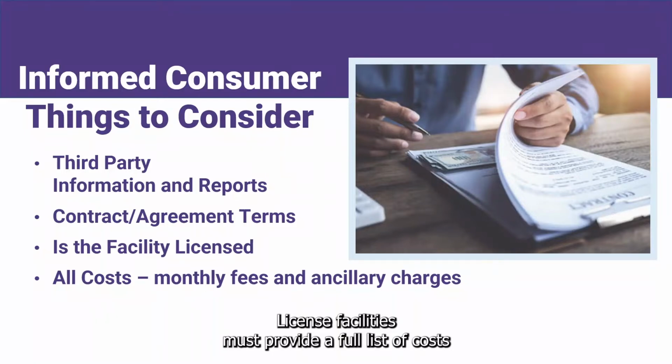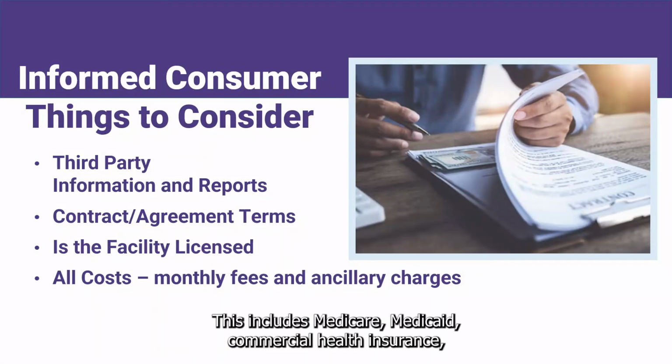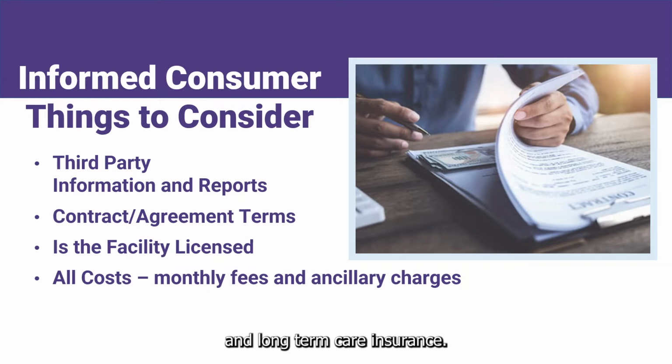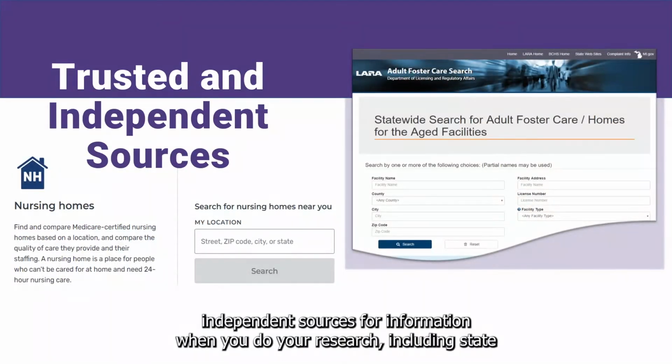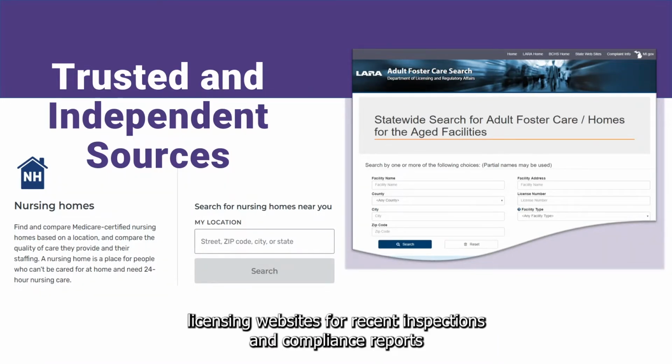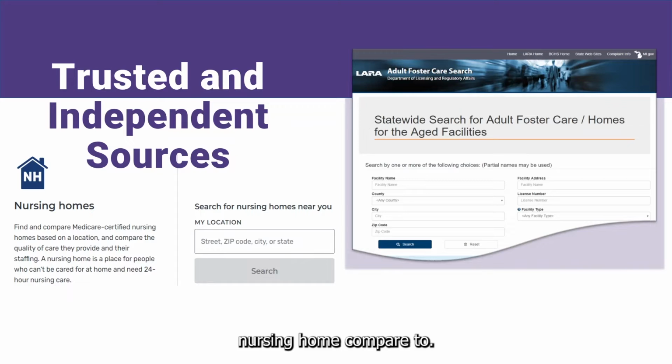Licensed facilities must provide a full list of costs and fees. Regardless of whether the facility is licensed, make sure you understand all the costs and fees and available sources for payment. This includes Medicare, Medicaid, commercial health insurance, and long-term care insurance. Use trusted and independent sources for information when you do your research, including state licensing websites for recent inspections and compliance reports, and the Centers for Medicare and Medicaid Services Nursing Home Compare Tool.